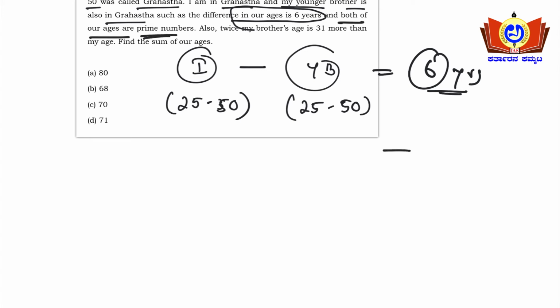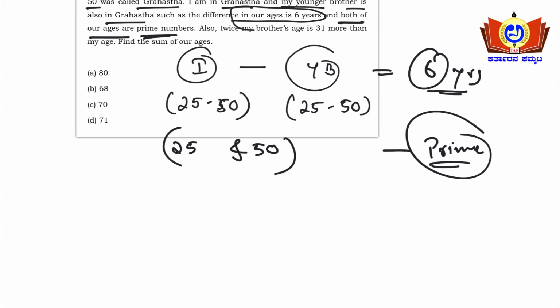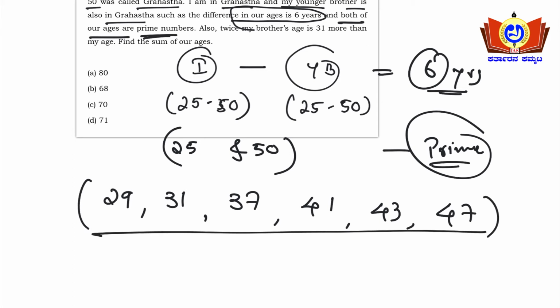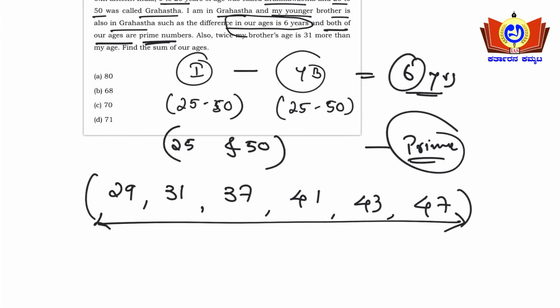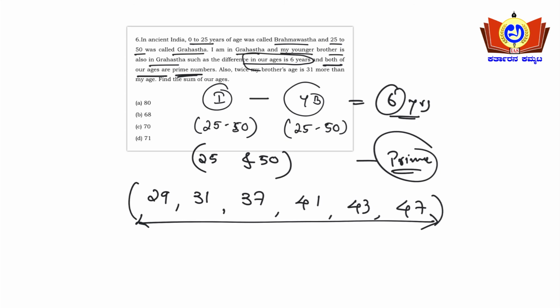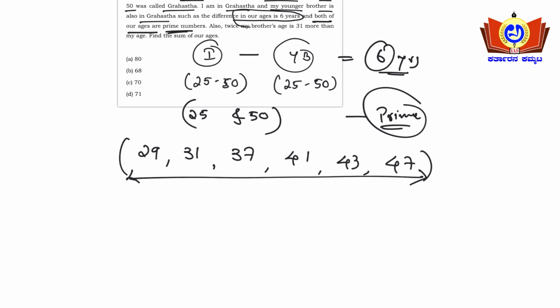Okay, so this is very important, my dear friends. Prime numbers. So prime numbers between 25 and 50 here, friends. What are the prime numbers between 25 and 50? I'll be writing 29, 31, 37, 41, 43 and 47. So these are the prime numbers between 25 and 50. So the ages lie between these only, my dear friends. Myself and my brother's ages are among these numbers only, and the other condition given is the difference of 6 years, my dear friends.